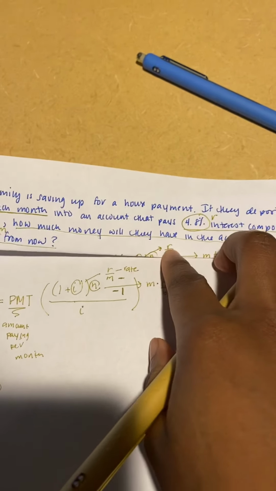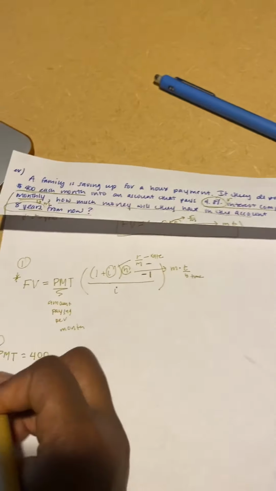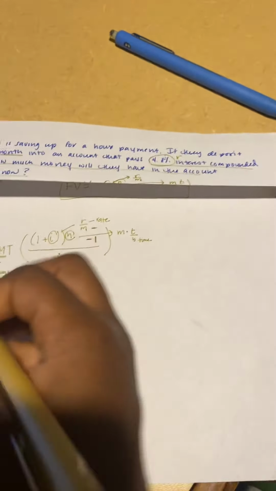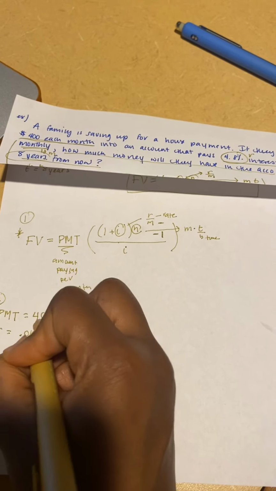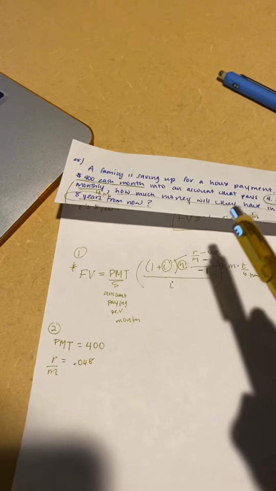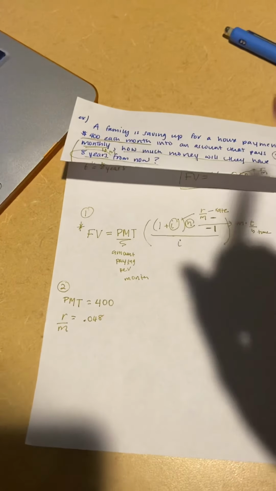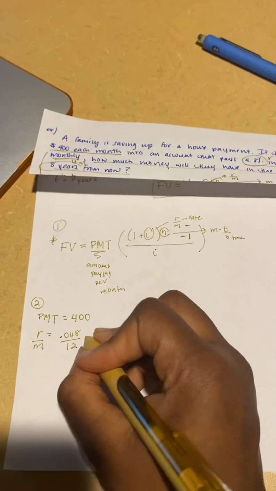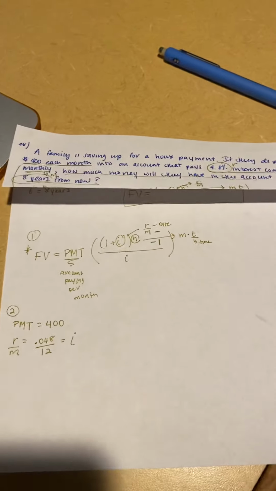And then it says into an account that pays 4.8%. So that's our R. Interest compounded monthly is what determines our M. Now that we have our R, we will convert it to decimal format, so it will be 0.048. And then we also have our M, which is the interest compounded monthly. There are 12 months in 1 year. So this is our R over M, or our I.